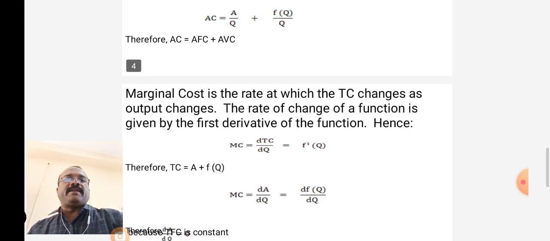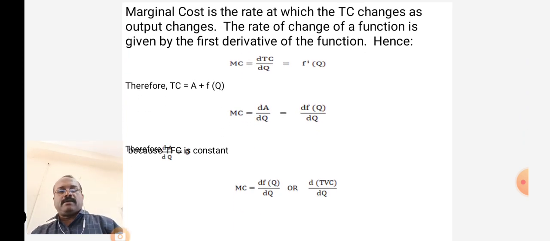Let's move on to the next slide, which will say about the marginal cost. In the previous slide we discussed the total cost and then the average cost. We know how the total cost appears in an industry, and how the average cost appears in an industry, with the help of the equation.